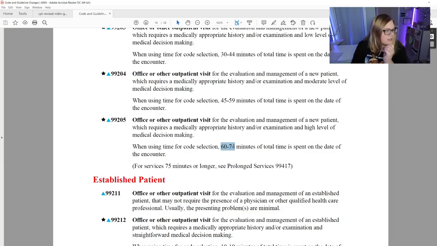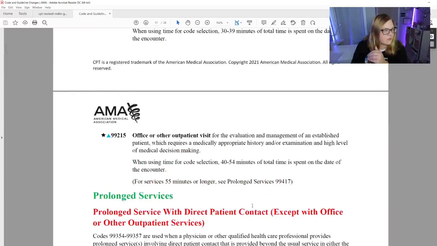So it would be 60 to 75 minutes. The provider has to document an actual exact time, not say it was approximately 60 to 75 minutes or it was approximately 62 minutes. Because they want the exact time for Medicare. Now for our 99215 services, it can be 40 to 54 minutes of total time. And the total time definition is on here as well.